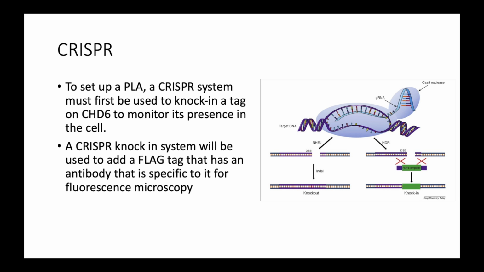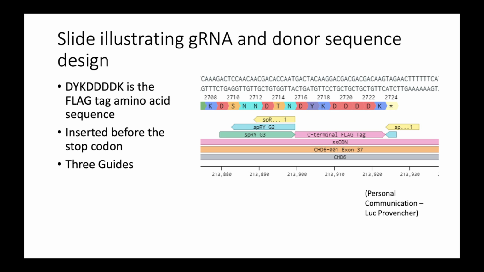The donor sequence will include a flag tag as well as the homology for the CHD6 gene. During repair, the cell will use a donor sequence as a template for repair and insert the flag tag while doing so. SSODN will be the donor sequence used for CRISPR. It is shown in pink on the diagram for the sequence.